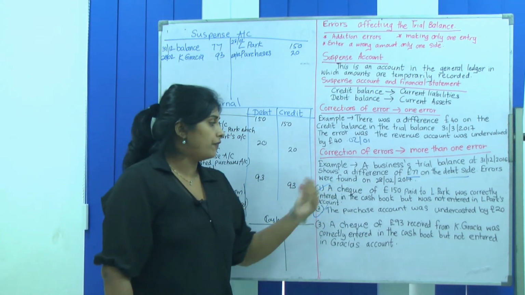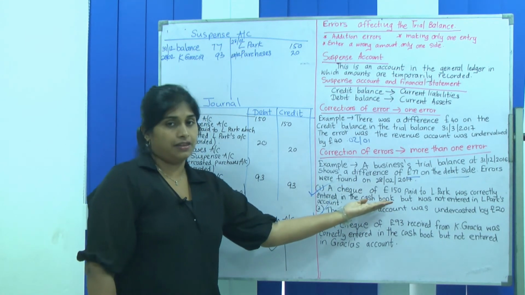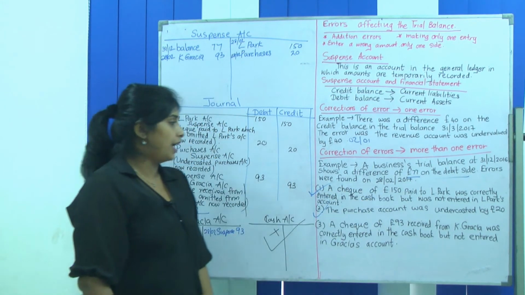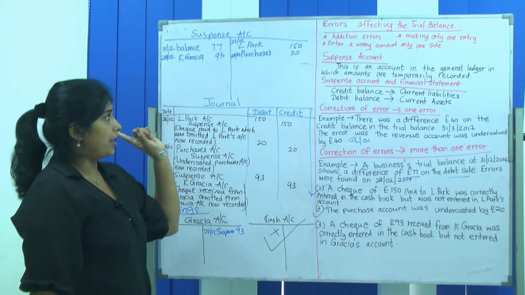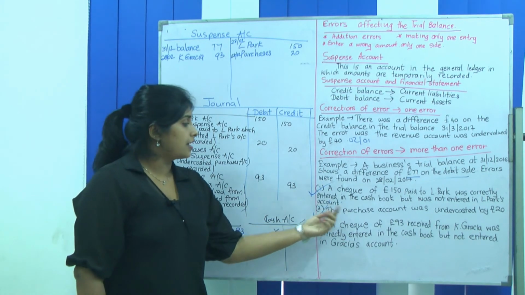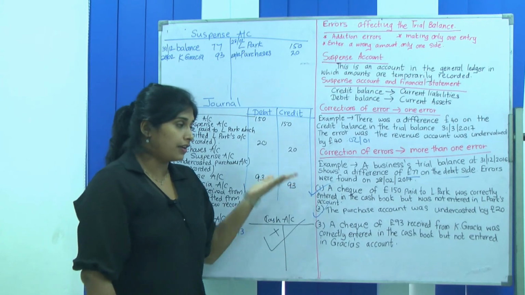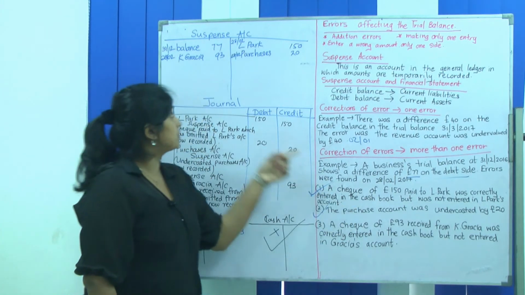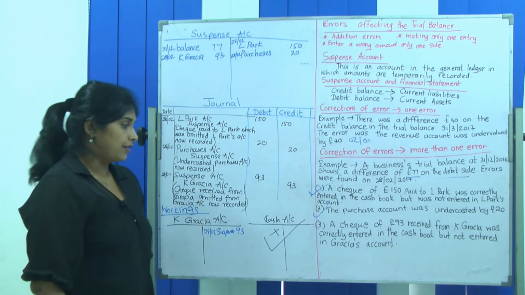So there was a check for 150 paid to L. Parker, which was correctly entered in the cash book but not recorded in L. Parker's account. To correct it, you debit L. Parker's account and credit the suspense account. The second error was that the purchases account was undercast, so you had to add to it. The purchases account was debited and the suspense account was credited.